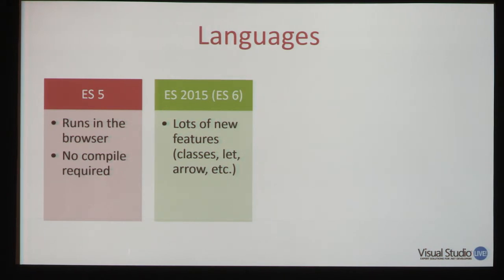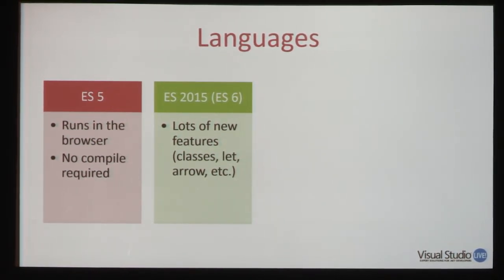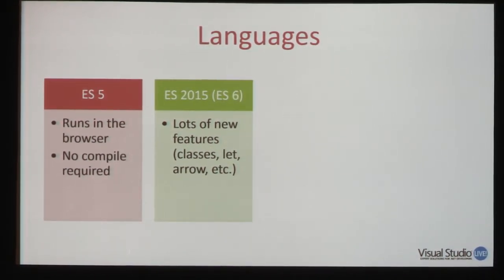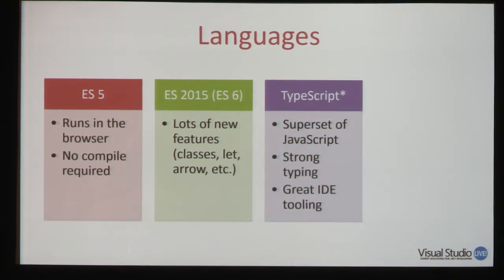So what we all have to do is we have to do something called transpilation, which basically means they take our ES 2015 code and they transpile it into ES5 code that the browser can understand for us, so that we as developers can take advantage of all these new features, but the browser still can get something that it understands. Another choice is TypeScript.